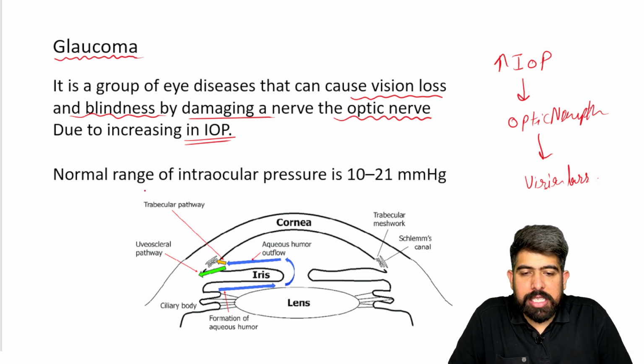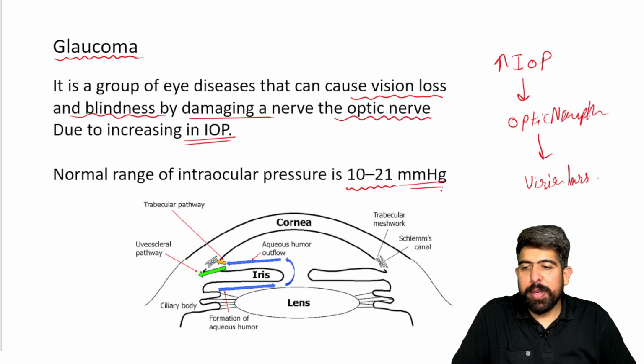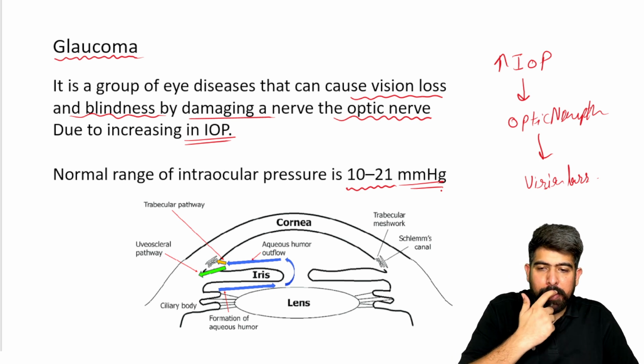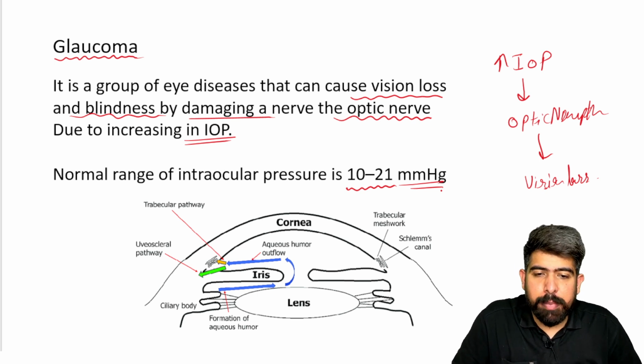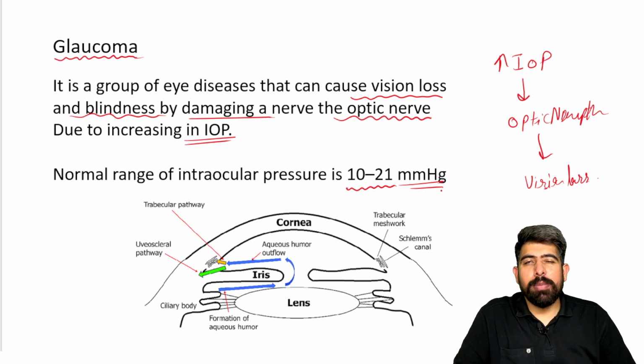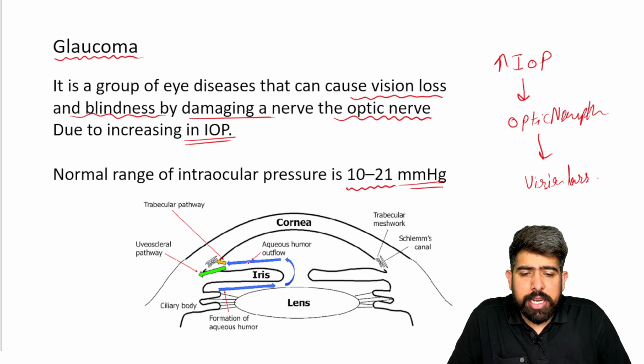Next, the normal range. If you're talking about the normal range of your intraocular pressure, it is 10 to 21 mm Hg. The normal will be 10 to 20 mm Hg, right? And how is it measured? As I already told you in the ocular examination chapter, it is done by your tonometer, right?